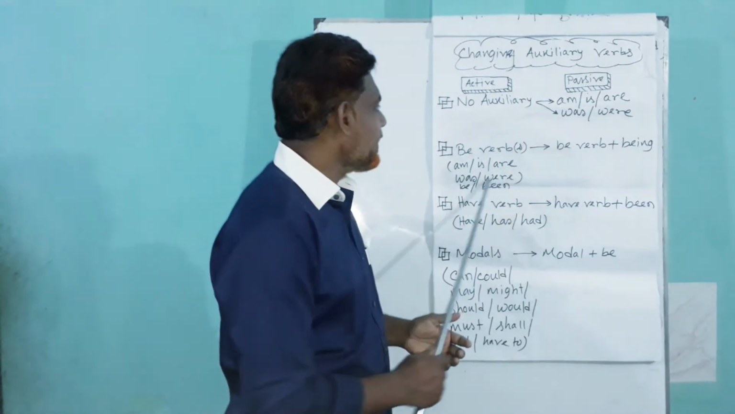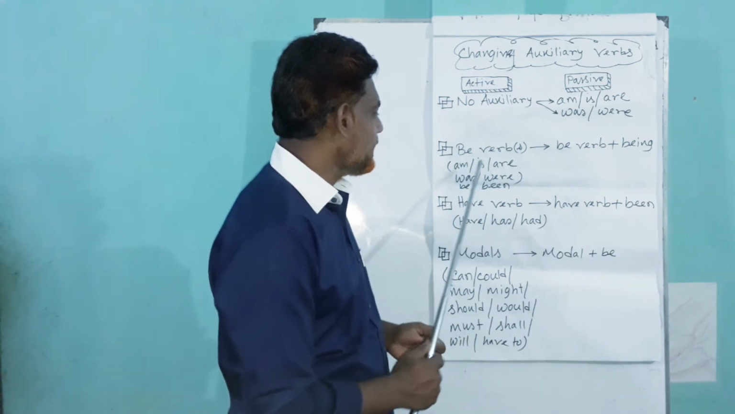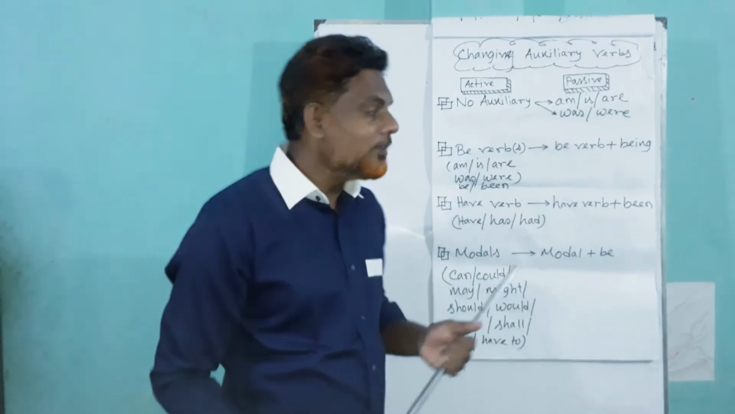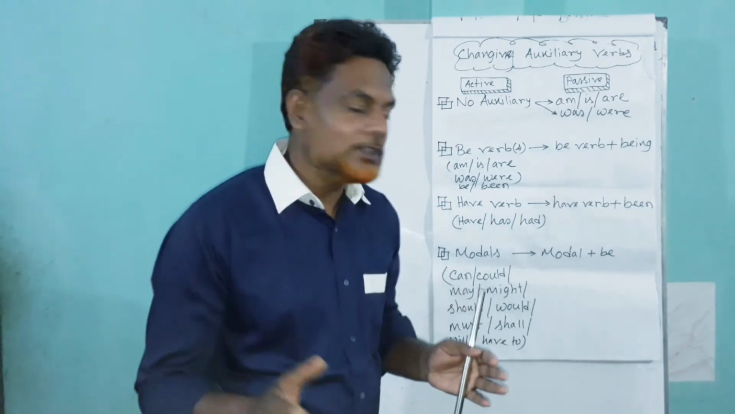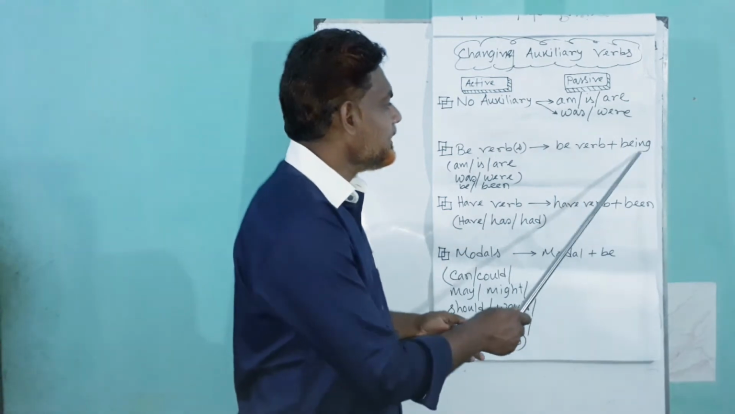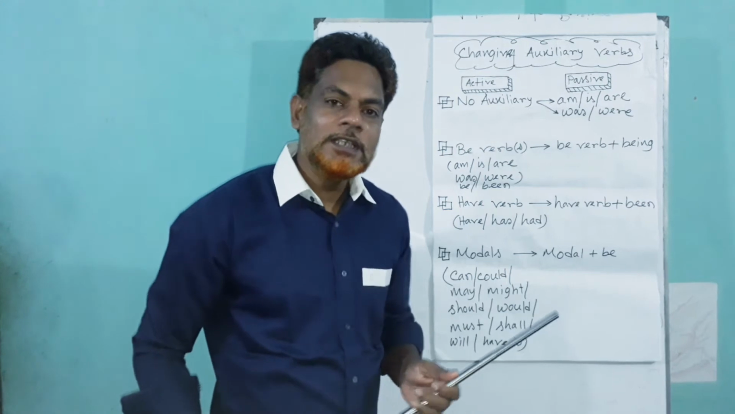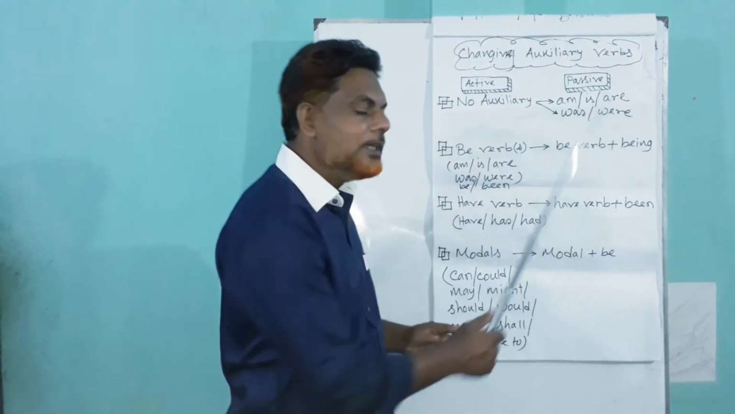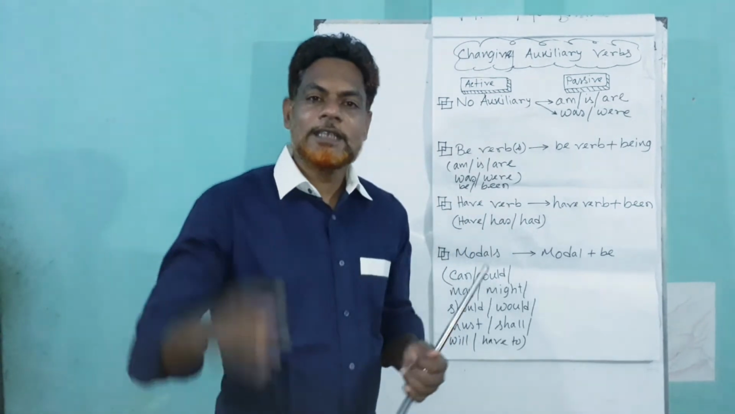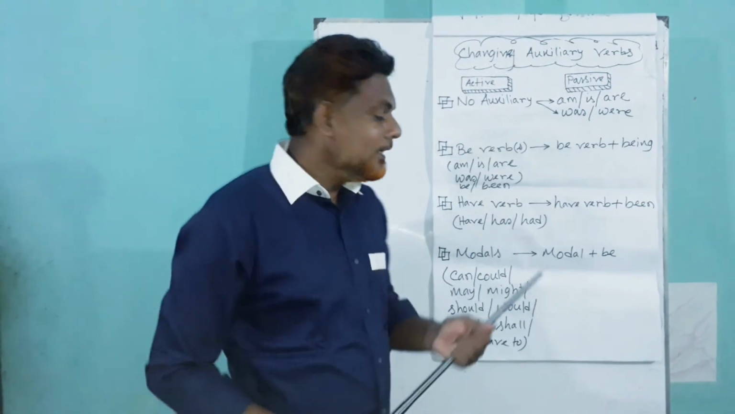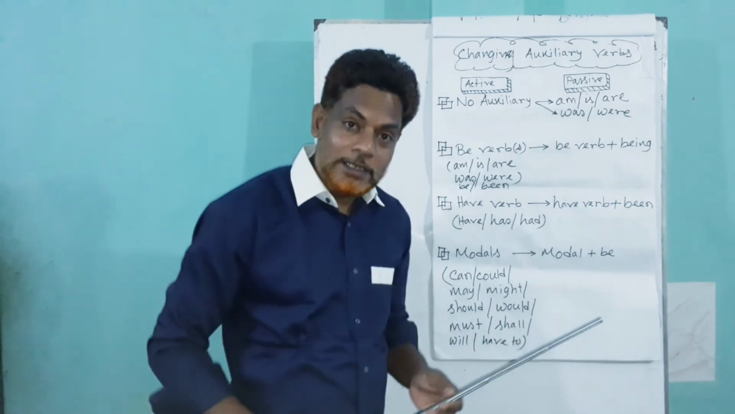If there is be verb in the active voice, be verb means am, is, are, was, were, be, been. If there is be verb in the active voice, what should be used in the passive voice? Of course, been. Be verb plus been. If there is be verb in the active voice, you have to write be verb plus been in the passive voice. If there is have verb, means have, has, had, in the active voice, you have to write have verb plus been in the passive voice.